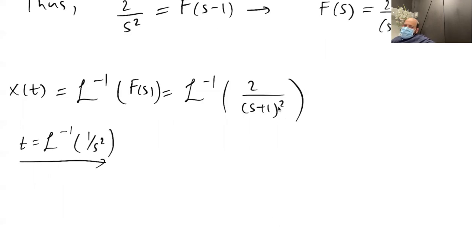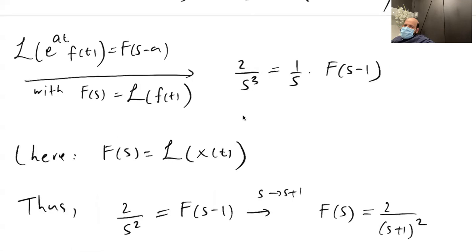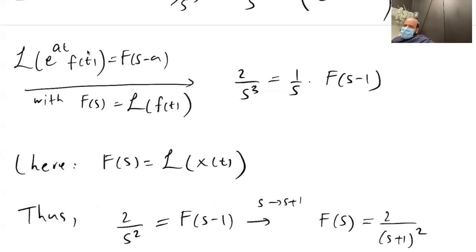So if I had 2 over s squared, I would have considered 2t. But this is 2 over (s plus 1) the whole squared. But basically, we have a shift in s. But we just saw how we can obtain a shift in s. If I multiply my function with e to the power at, I will have a shift from s to s minus a. Here I have a shift from s to s plus 1. So I need to multiply with e to the power minus t.